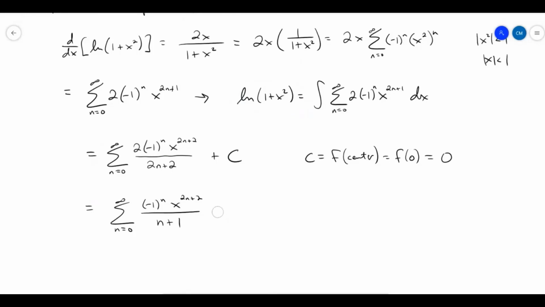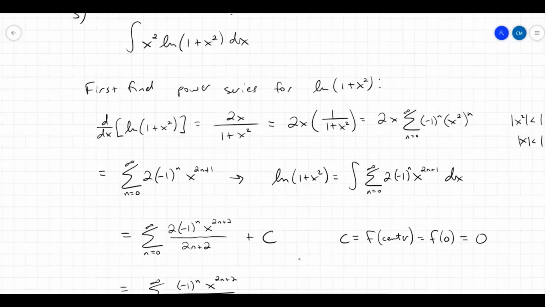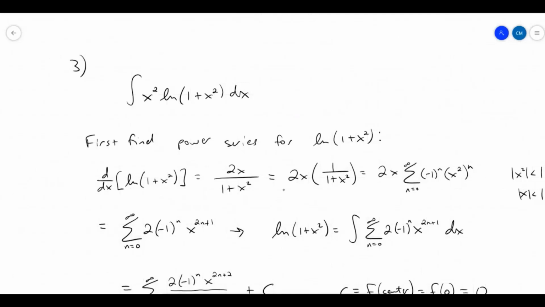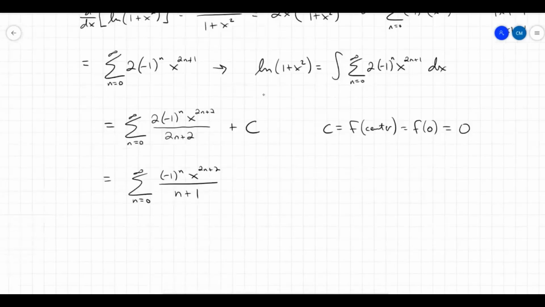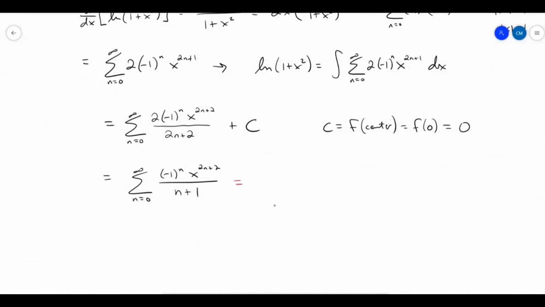Well, what am I really after, though? At this point, what I'm trying to find is a power series representation for the integrand of this thing. Right now I've got a power series representation for that, so I need to find the power series representation for that times x squared. Then the last step would be to find the antiderivative of that. And so our next step is to find the power series representation for x squared times ln 1 plus x squared. Okay, so again, just keeping in mind, this represents ln 1 plus x squared.